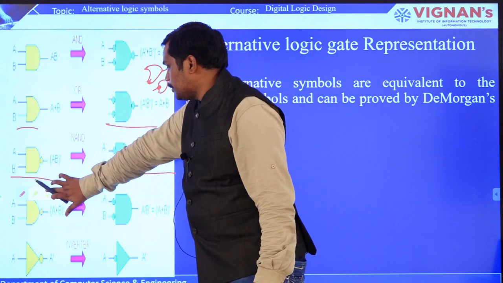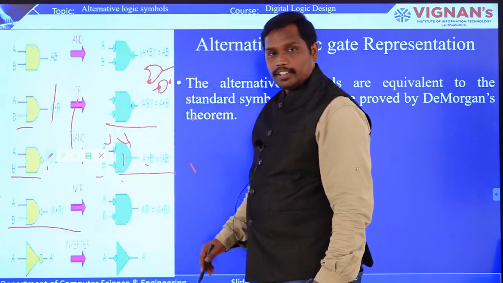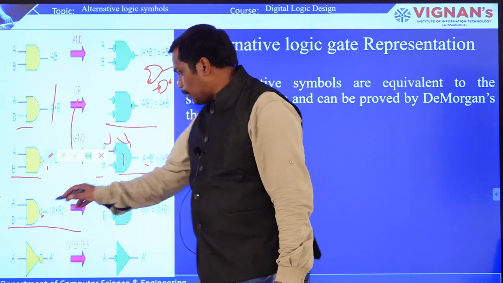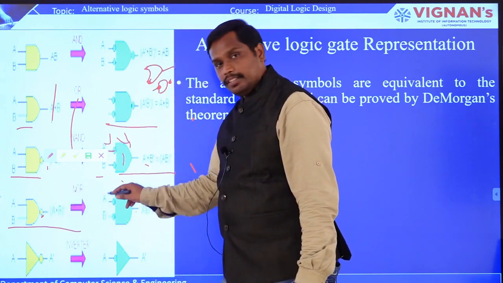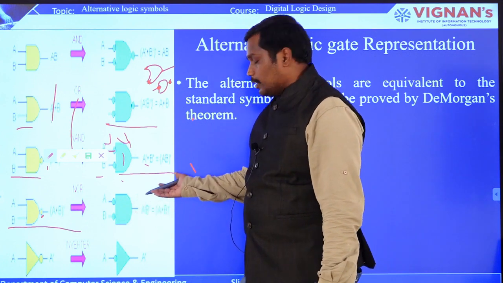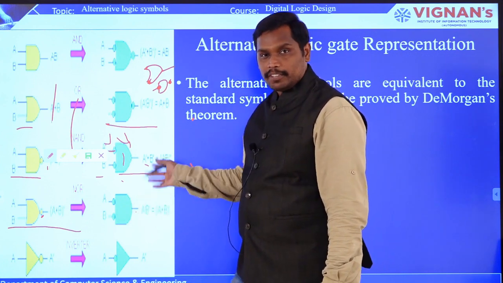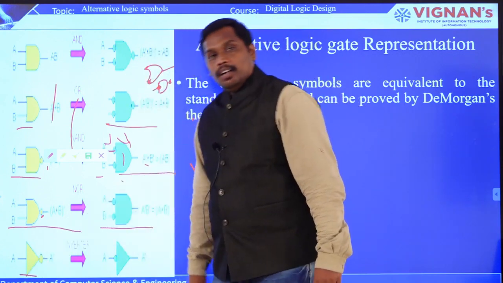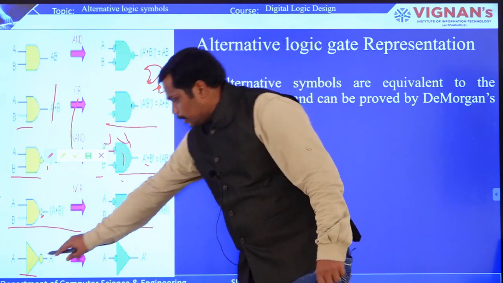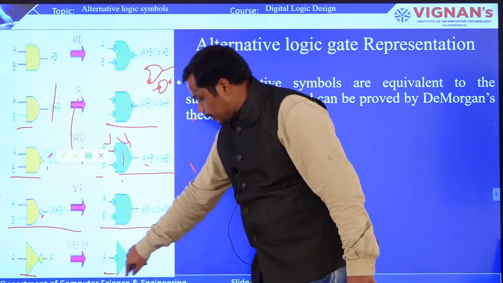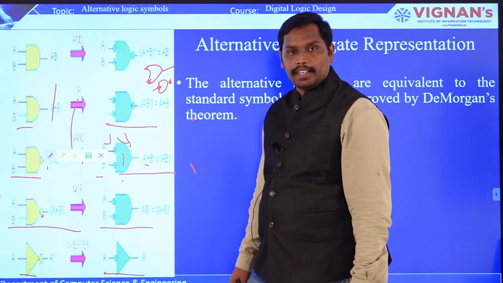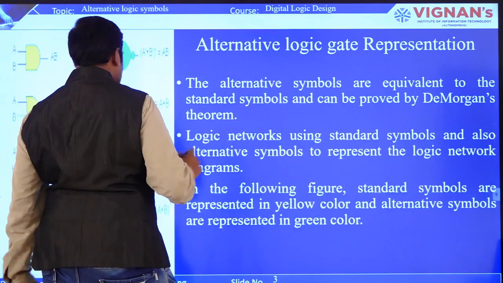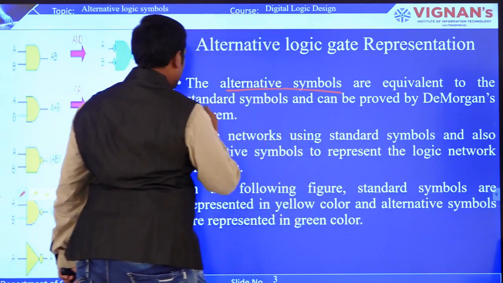Now here you can see this is the XNOR. For XNOR, you have a bubble at the output, and you remove that bubble from the output, and the input has a bubble, which is how you represent the alternative symbol for the general symbol, right? So hope this is clear. And the same for the NOT symbol: if the output has a bubble, the alternative symbol will have the bubble at the input, and the output bubble is removed. So this is how the alternative symbols are equivalent to the standard symbols.